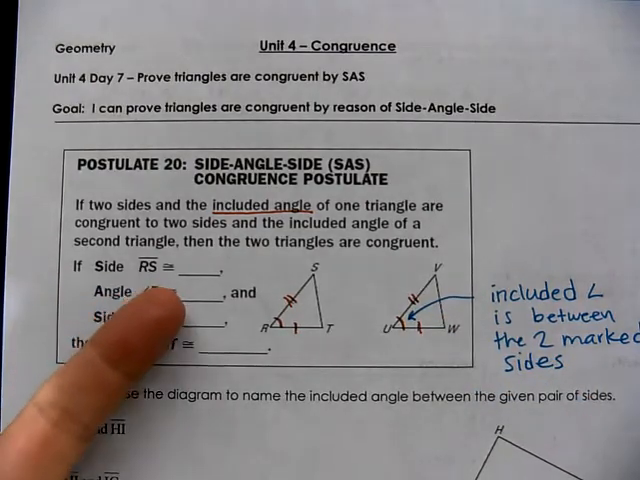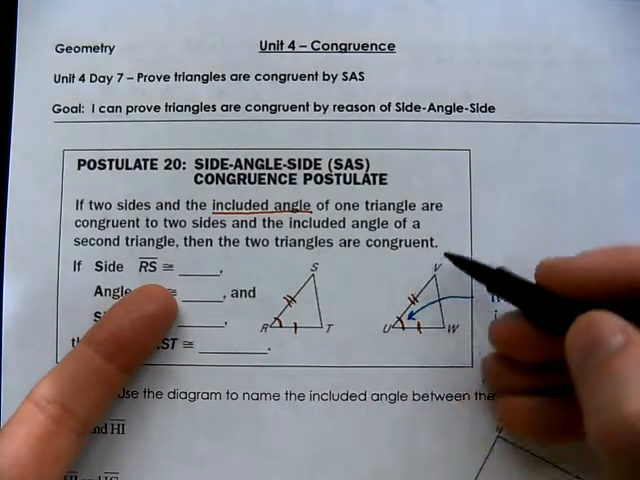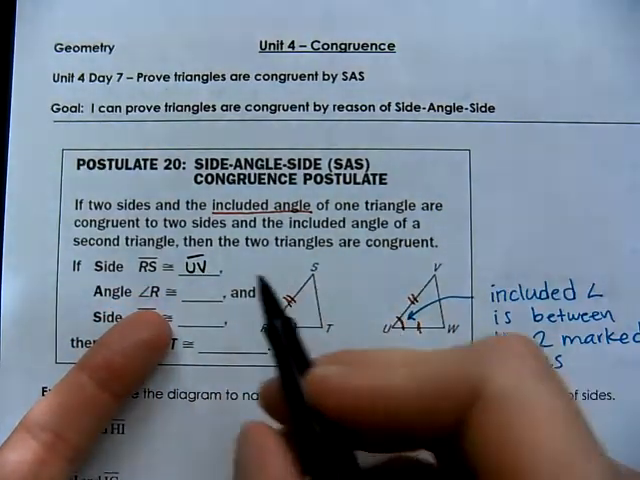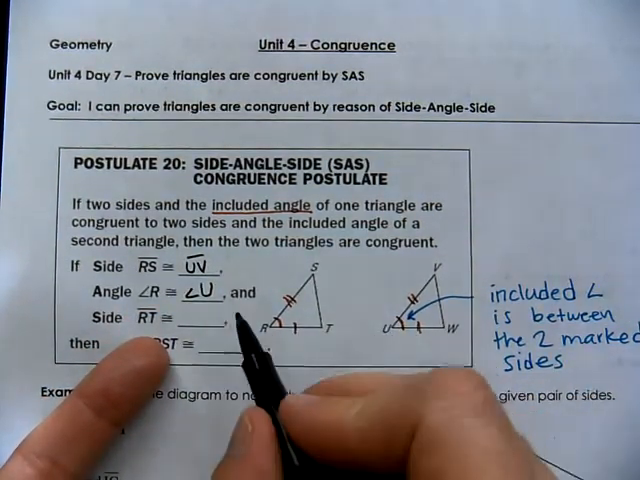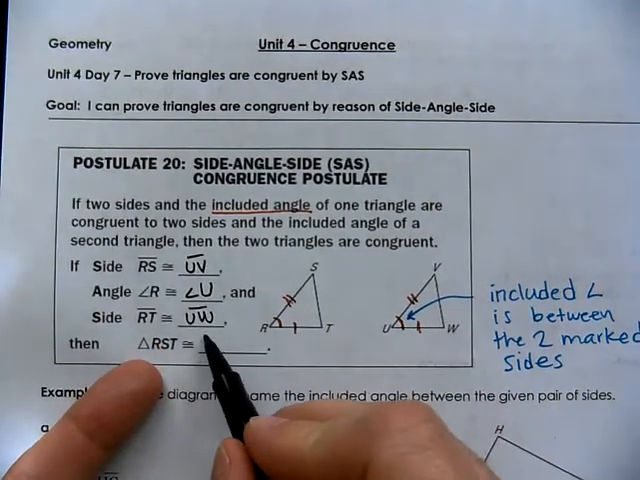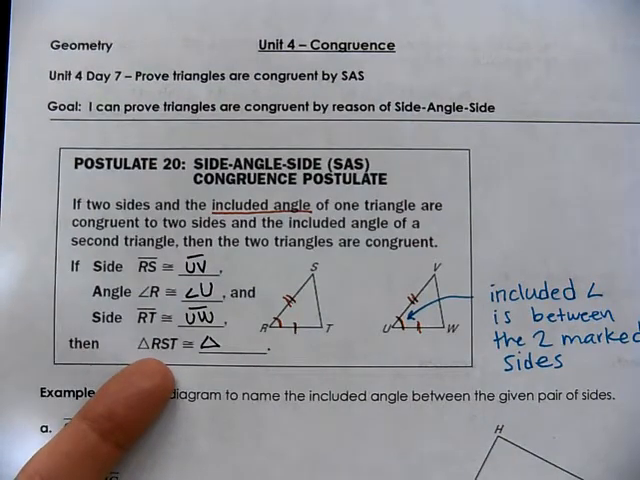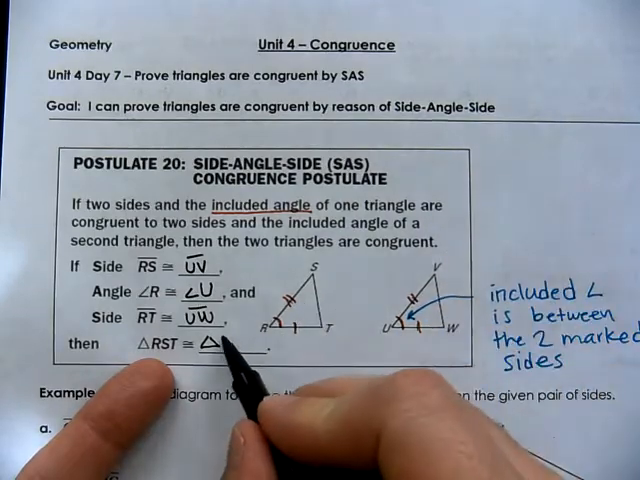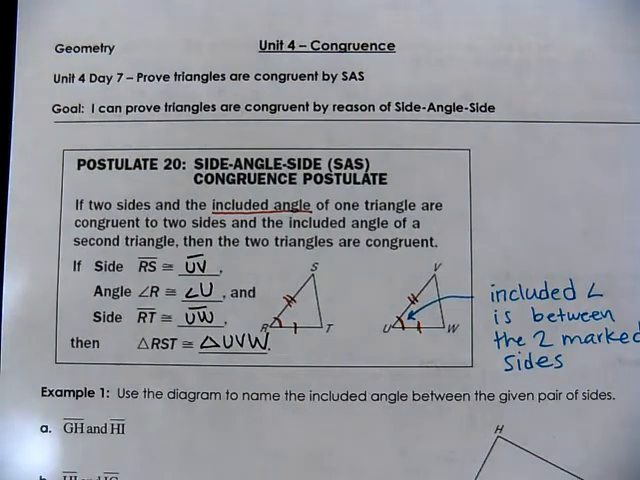Alright, so spelling it out here, segment RS is congruent with segment UV. Angle R is congruent with angle U. And segment RT is congruent with segment UW. And with that combination of parts, we can then write our congruence statement. Remember, a congruence statement is stating the names of the figures. So triangle RST is congruent with triangle UVW. Alright, so that's the pattern we're looking at.